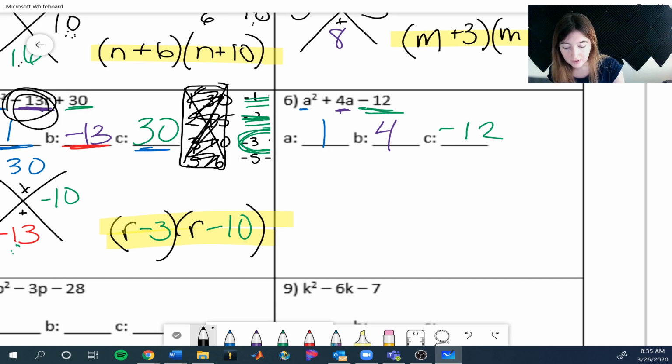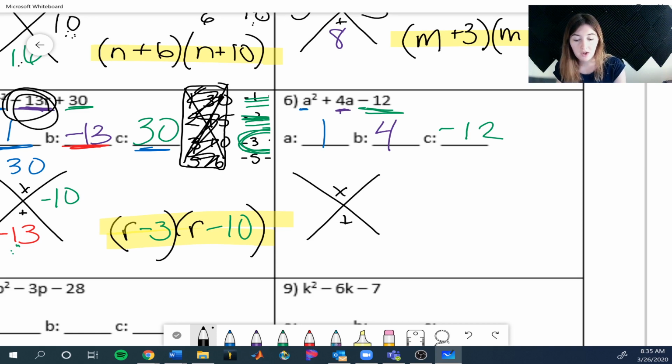So when we draw out our X, we have A times C on the top, and what plus what equals B. So what is A times C? 1 times negative 12. Negative 12. Good. And then B comes down here, 4. We're looking for what two numbers multiply to give me negative 12, but add to be 4.